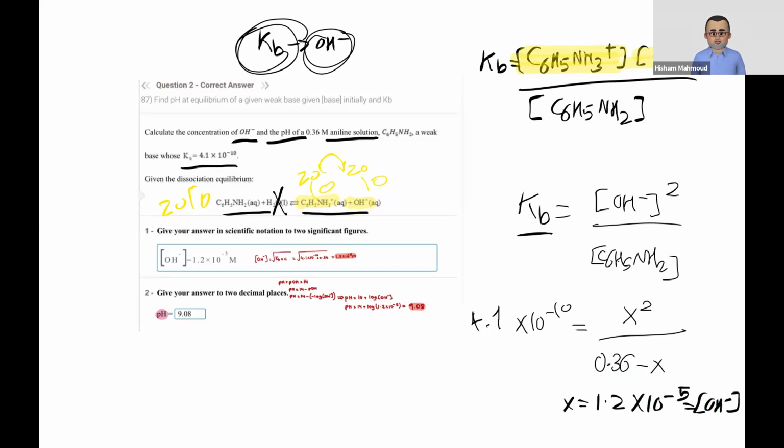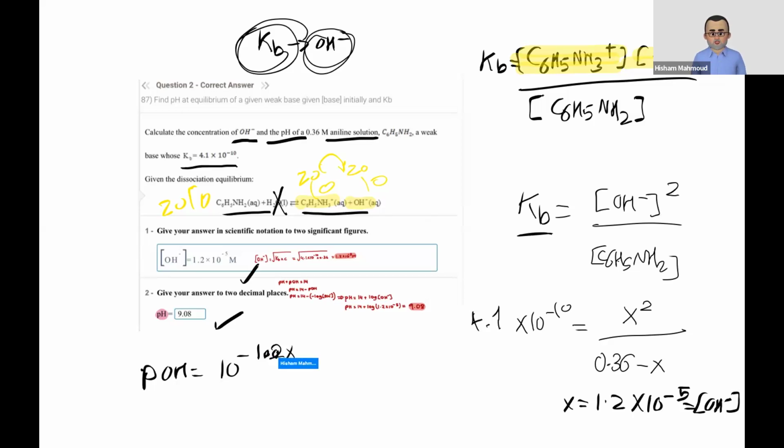I found the first part of the solution, and the second part is the pH. If you have the OH- concentration, what is the pOH? It's equal to 10 to the power of negative log of this value, 1.2 multiplied by 10 to the power of -5.